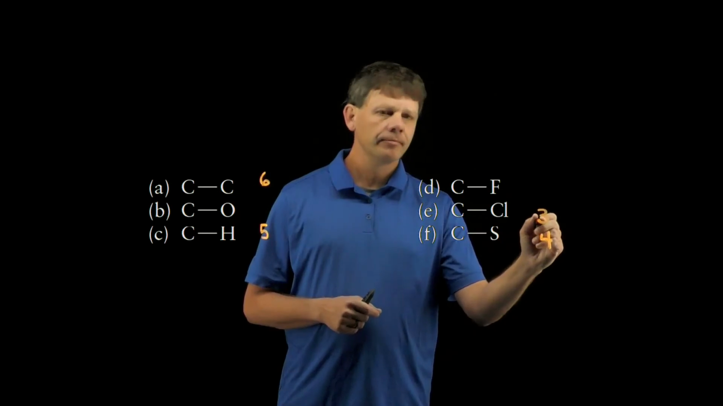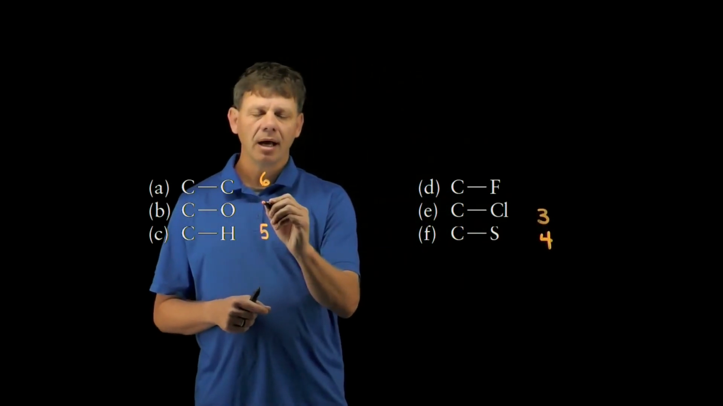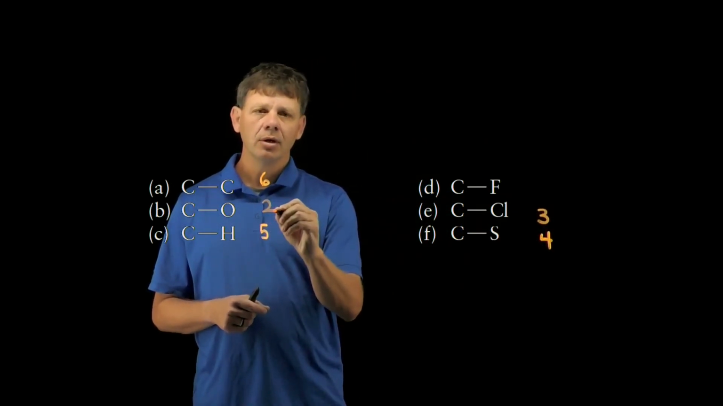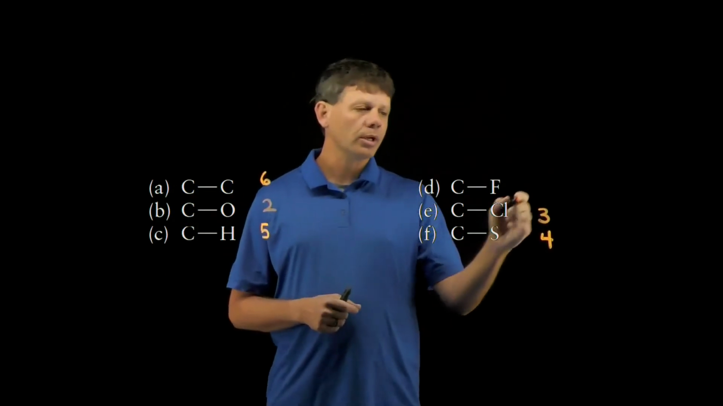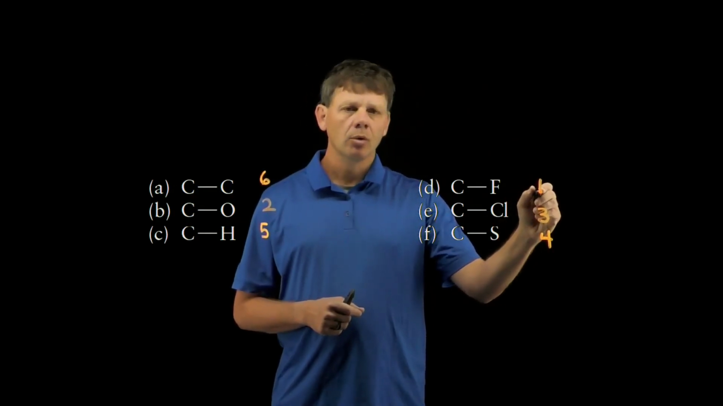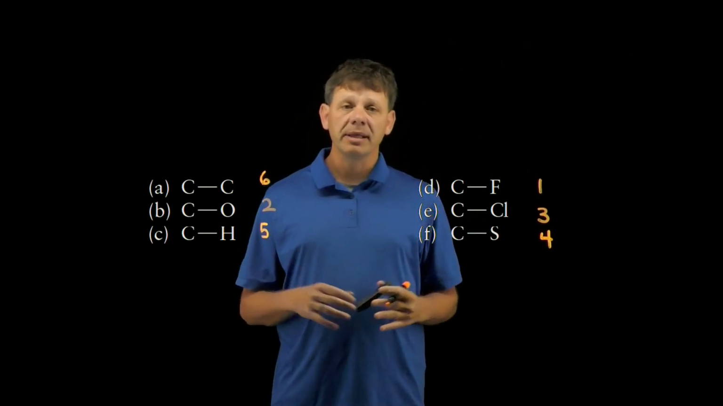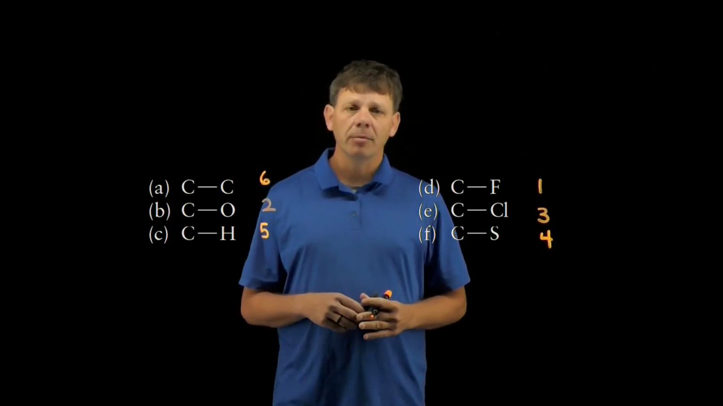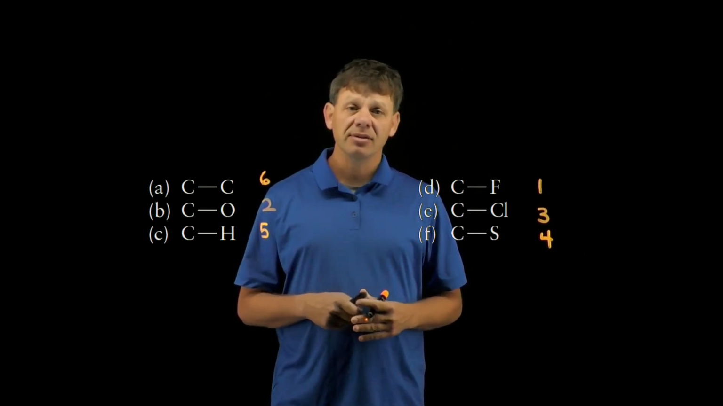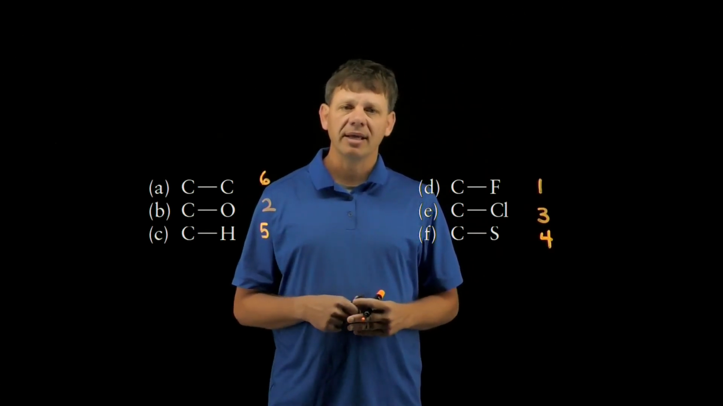chlorine the 3. Oxygen being higher up but to the left will be 2, and fluorine, the most electronegative atom, will be 1. And so this would be our guess, our prediction for the polarity based on their relative locations. Now look at the table and see how close we were.